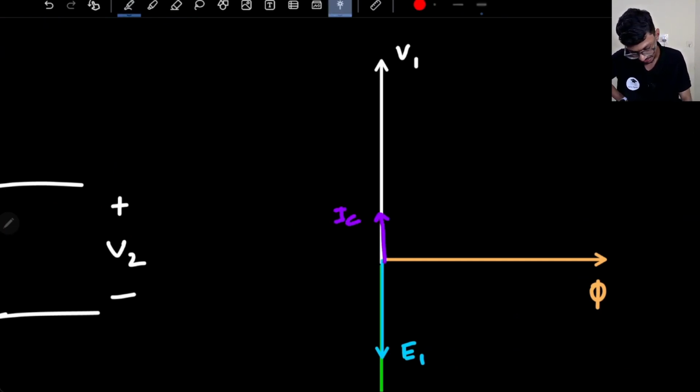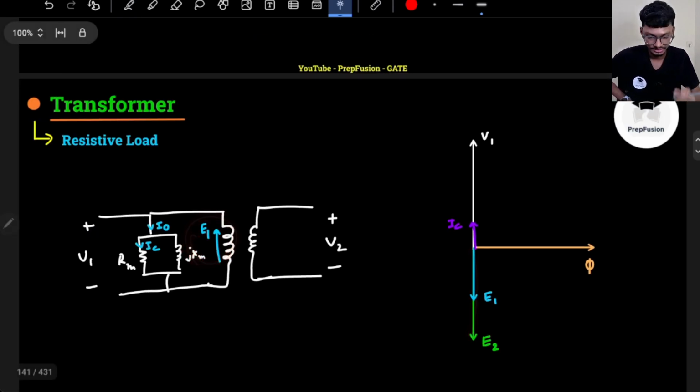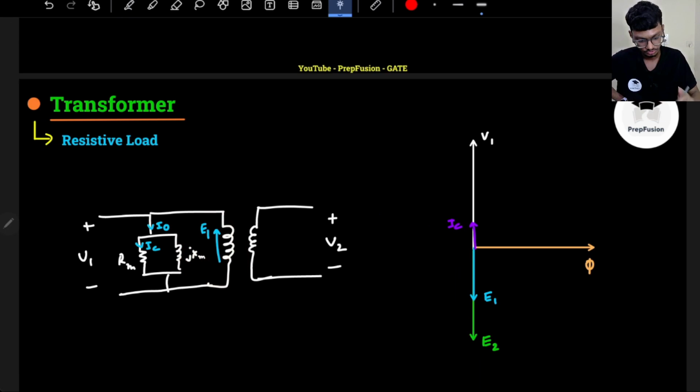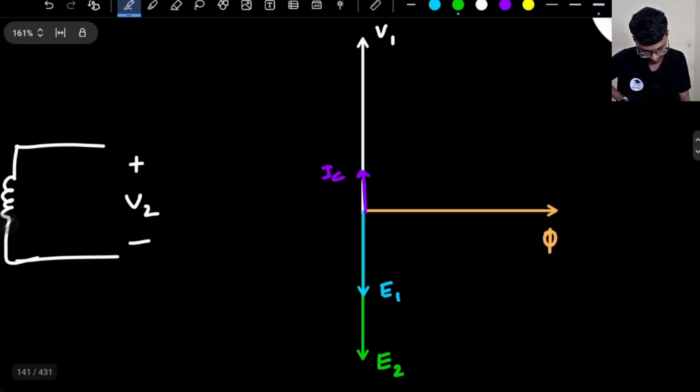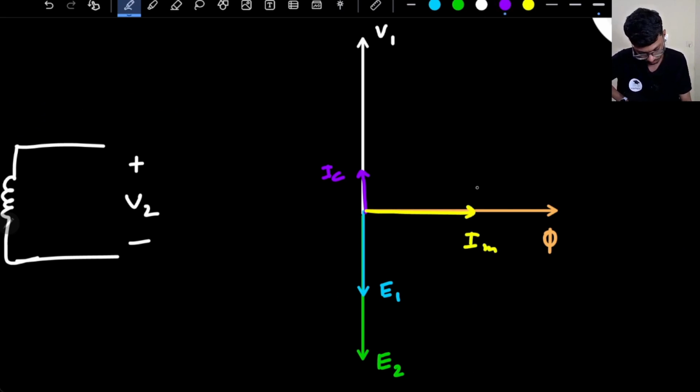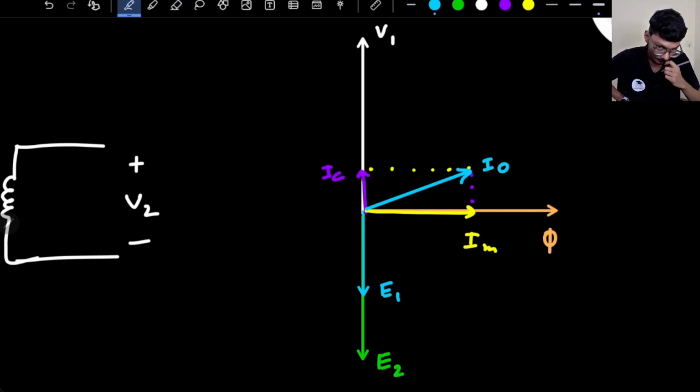Okay, and this E1, I just have to represent this E1 here because this E1 is in phase opposition, it is opposing the initial voltage. So that's why this is here. Okay, so IC is here, IM will be along the flux direction, so here, and my core loss component of the current will be here, IW. Okay, and this will be my phi 0 basically.